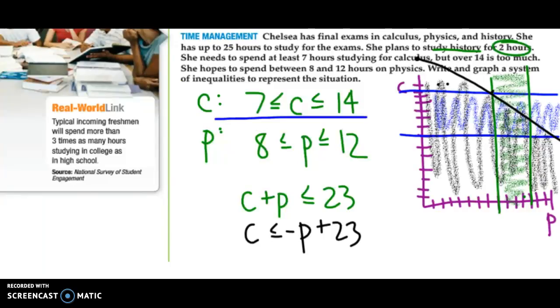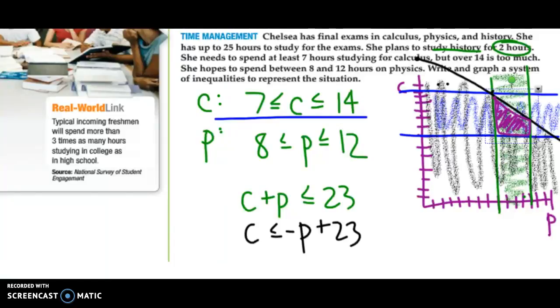And so you'll see that there's one area that's shaded completely in blue, green, and black. It's this area right here. And so all of the values within this region are possible values that work for all three of my inequalities. Okay? So an example of that would be, let's see, 10 hours of physics and 10 hours of calculus.